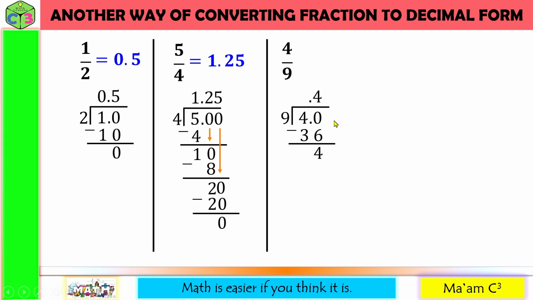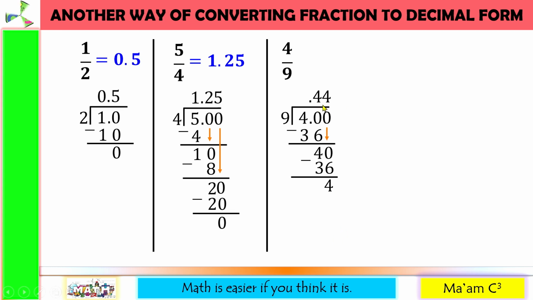Let's add another 0 here. Let's bring it down. So we have 40. 40 divided by 9 is 4. 4 times 9 is equal to 36. Let us subtract. 40 minus 36 is equal to 4. Can you see a pattern here? 40, 36, 40, 36. Then this 4 will become 40 again. So we'll have 36 and then another 4. This process will never end.